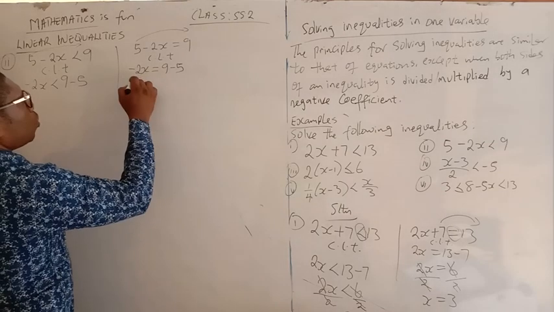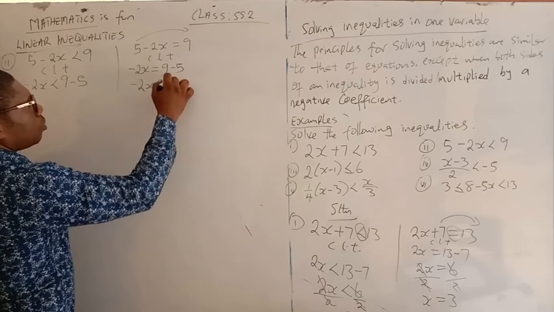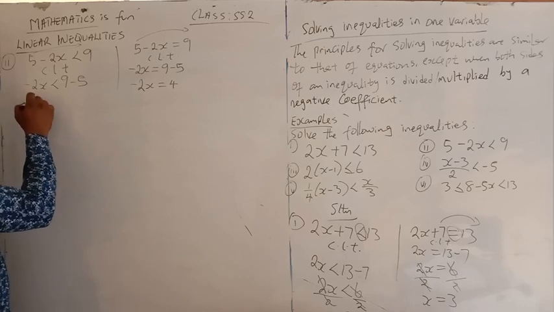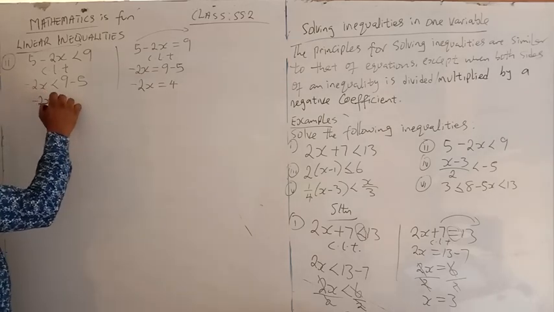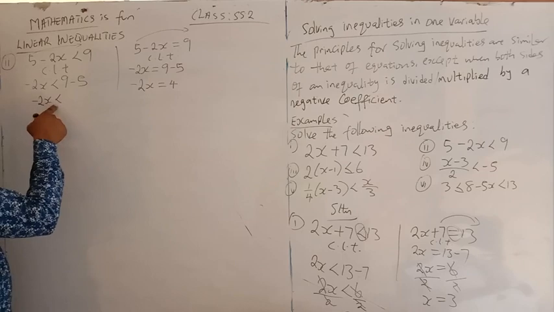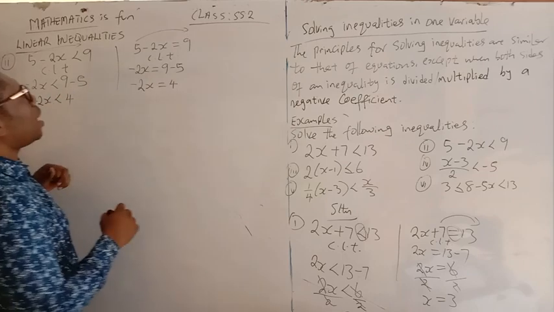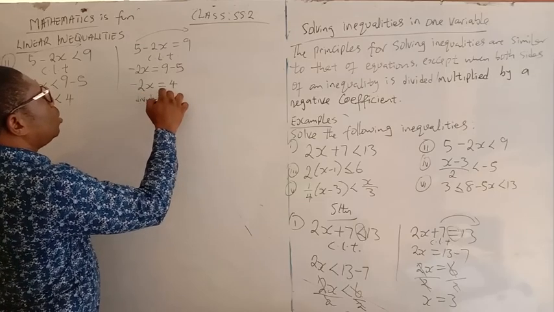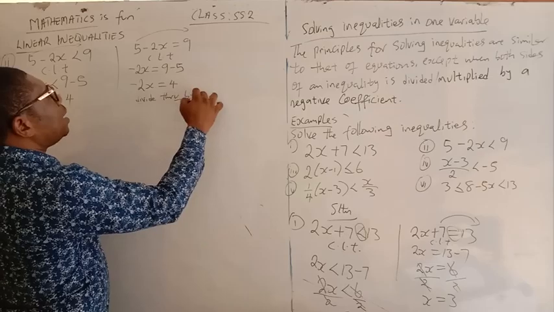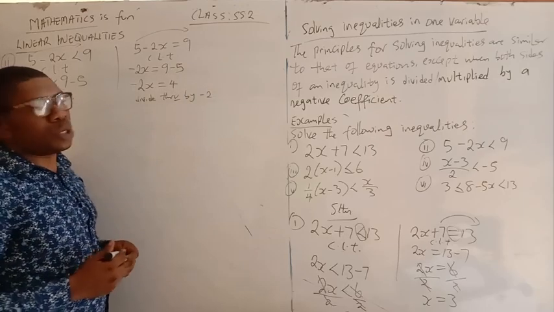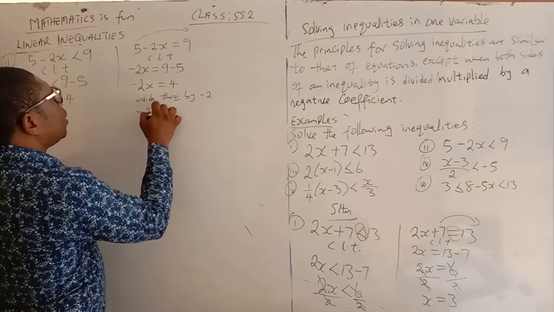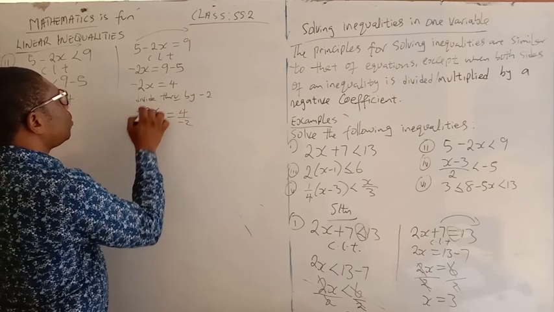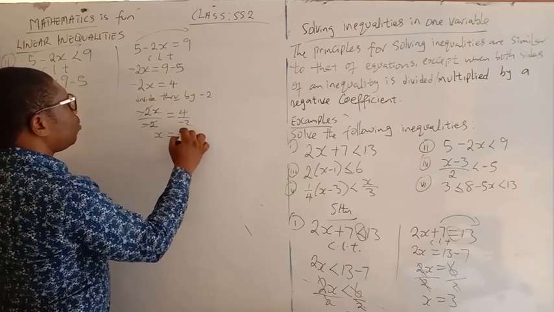Now, at this point you have negative 2x equal to 4. 9 minus 5 will give us 4. And here you have the same thing, but instead of equal sign, it will be inequality sign. So let's go ahead. Here, to conclude this, you have to divide through by the negative coefficient, which is minus 2. You have negative 2 over negative 2 equal to 4 over negative 2, and your result will be negative 2.